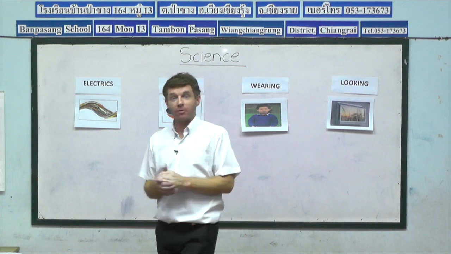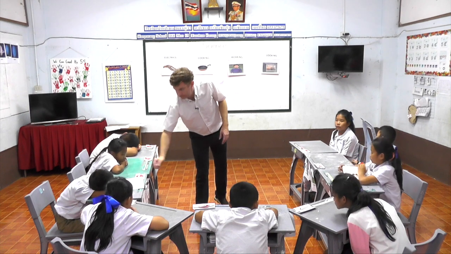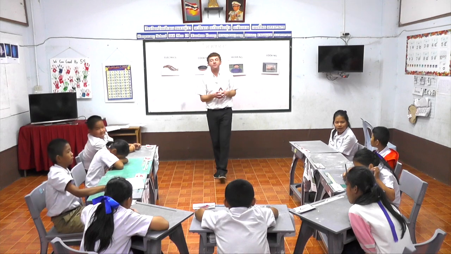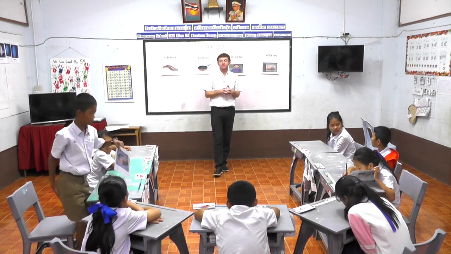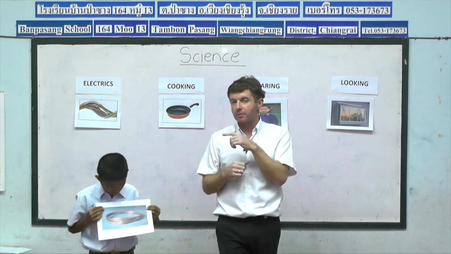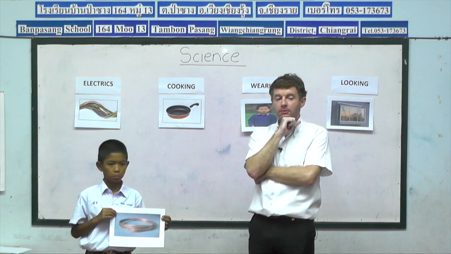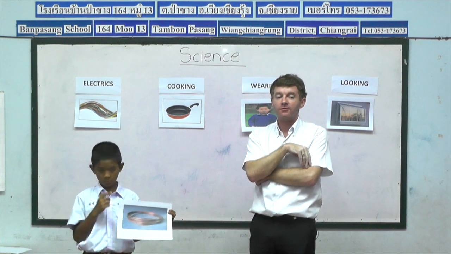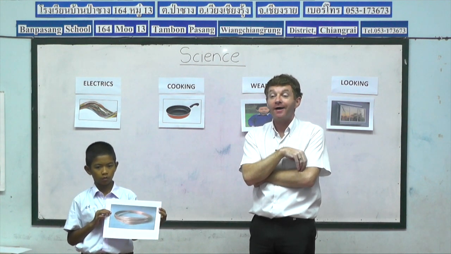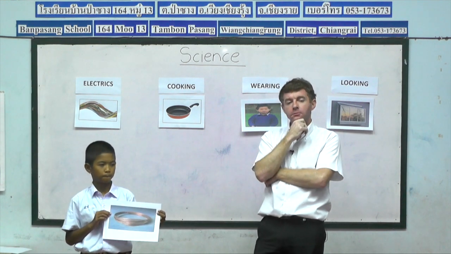Okay, and we'll carry on going with our flashcards. And now it's Pat's turn to bring his flashcard to the front of class. So Pat, come and join me at the front. Okay, guys, can anybody remember from the PowerPoint, what's this material? I'll give you a clue. It's metal, but what type of metal did we learn about? Beginning with C. Copper. Yes. Now, what was the copper used for?